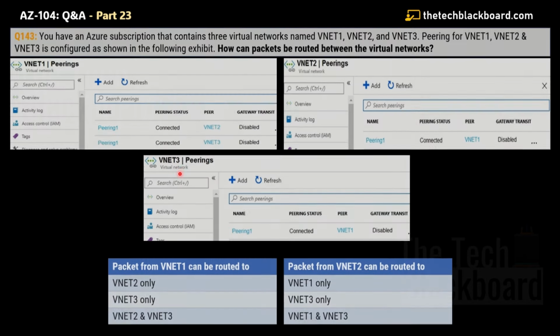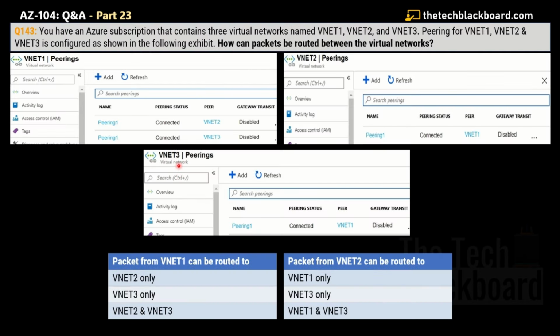Now moving on with the question number 143, interesting question. Please understand it very carefully. It's also around the VNet peering. The question is saying that you have an Azure subscription that contains 3 virtual networks named VNet 1, VNet 2 and VNet 3. Now the peering between the VNet 1 and VNet 2 and the VNet 3 is configured as shown below in the following exhibit. Now, how can the packets be routed between the virtual networks?